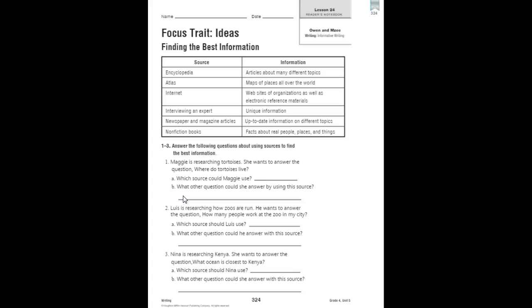What else could she find out about tortoises? Maybe how big they are? Or how long do they live, or what do they eat? Those are all things that you could use a nonfiction source for. With your learning adult, talk about numbers 2 and 3 together and figure out which source would be the best, and then what other question could be answered by that exact same source.